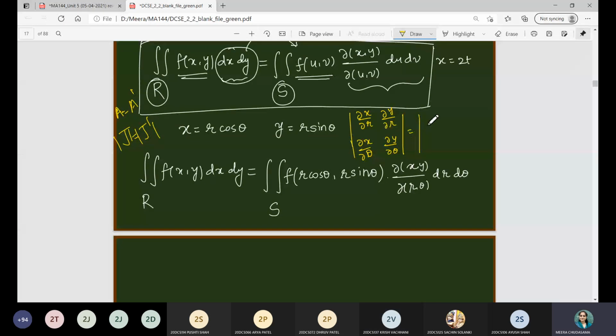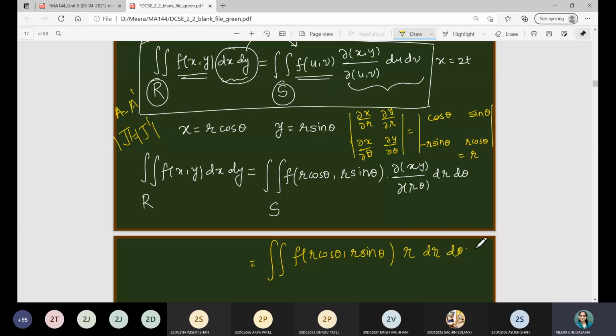Yes, ma'am. Okay, so here what it will be? Del x by del r means this one will be cos theta. Del y by del r will be sin theta. Del x by del theta will be minus r sin theta, and del y by del theta will be r cos theta. So this is r cos square theta plus r sin square theta. So the Jacobian will be r in this case. Therefore, while converting this, you will have f of r cos theta, r sin theta into r dr d theta.